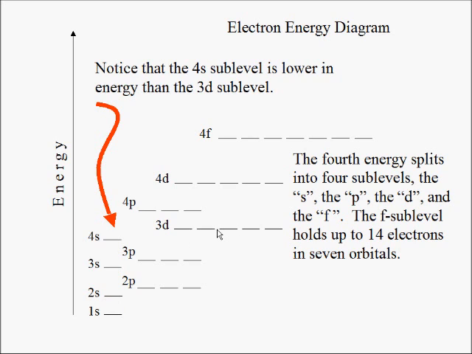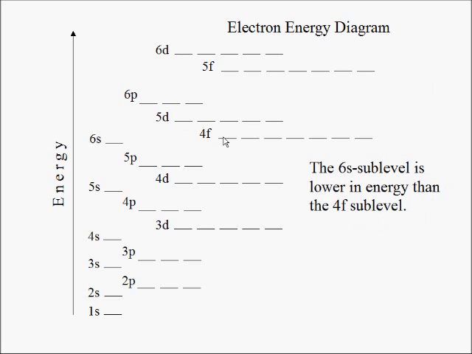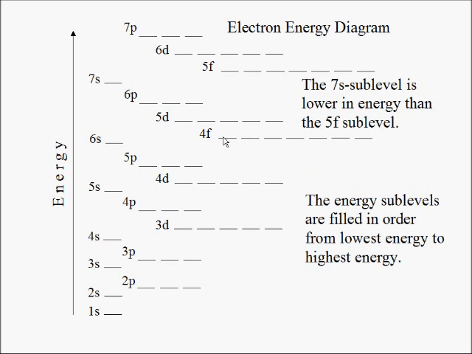We've also added an f sublevel. This takes care of the 32 electrons we can have in the fourth energy level. Likewise, we've got the 5s through the 5f, the 6s through the 6d, and the 7s and 7p electrons. And that pretty much takes care of all the electrons that we can stick in an atom.